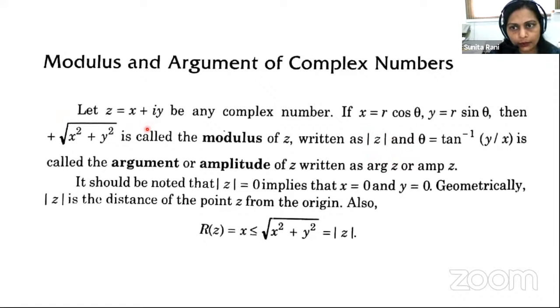And argument is theta. Tangent theta is equal to y by x, or you can write theta is equal to tangent inverse y by x. This is called argument, or you can write amplitude of z. And in short form, ARG, argument, or AMP, amplitude of z.